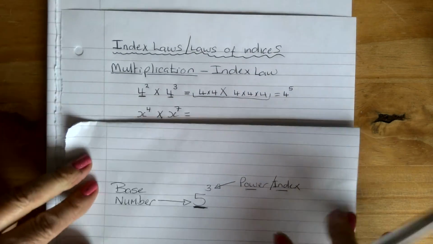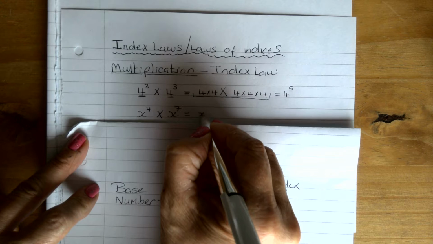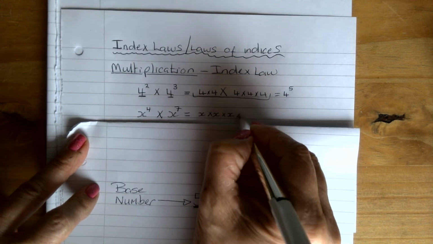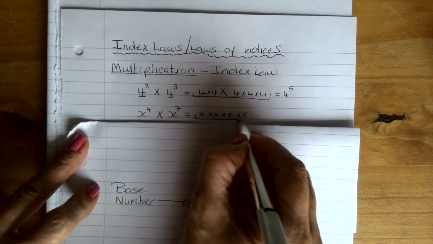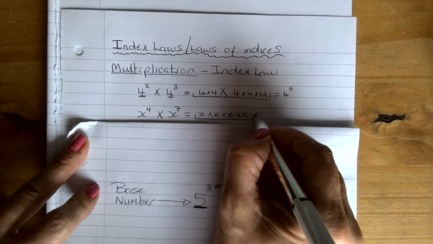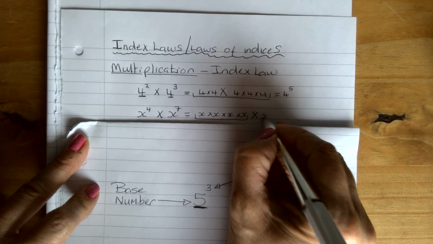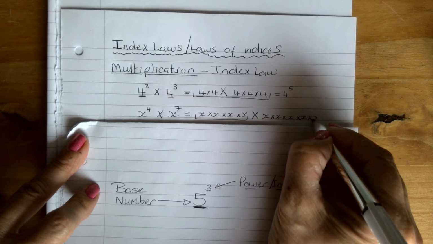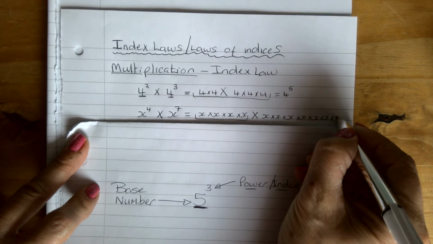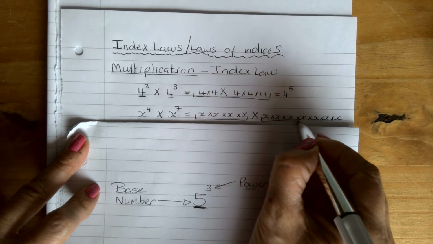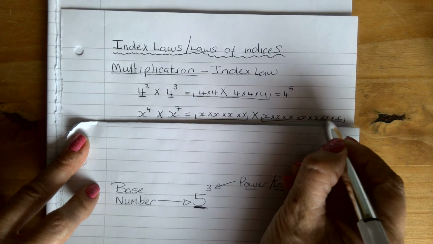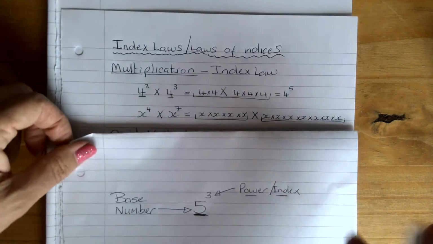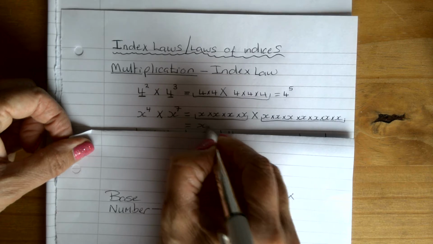So x to the power 4. What this means is x multiplied by x multiplied by x multiplied by x. So that's x to the power 4. See, there's 4 of them, and we're multiplying it by x to the power 7. 1, 2, 3, 4, 5, 6, 7. And again, if we count up, we've got 7 x's there and 4 x's there. That's x to the power 11. So we can write it as the same as x to the power 11.